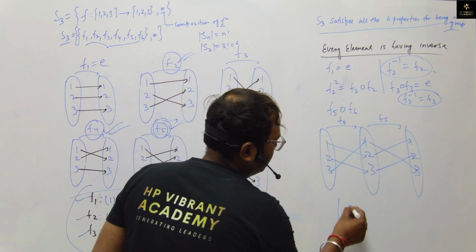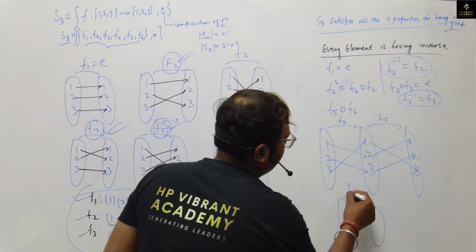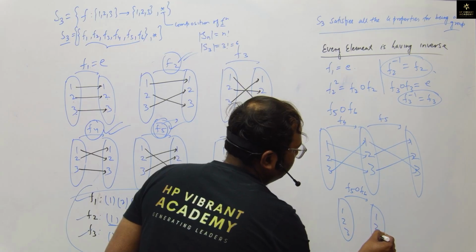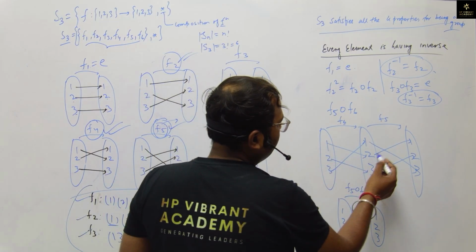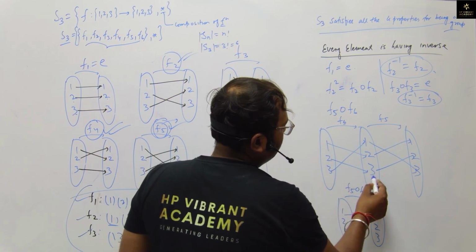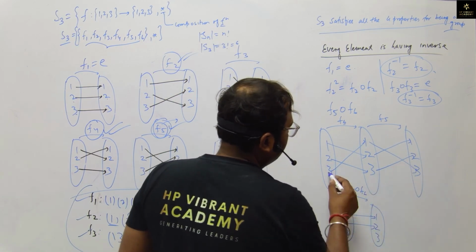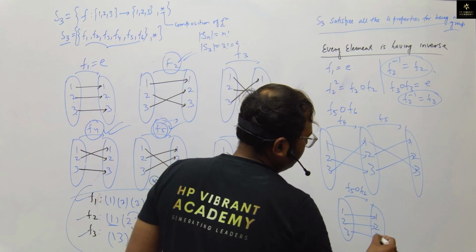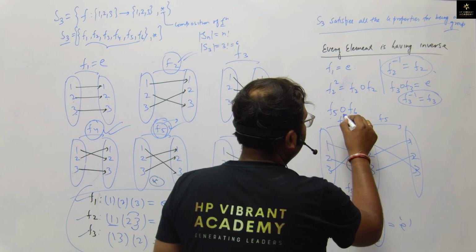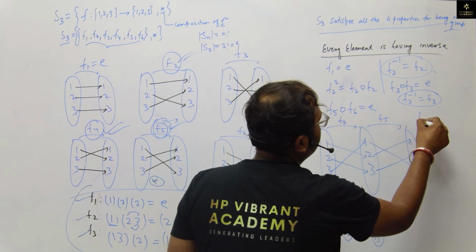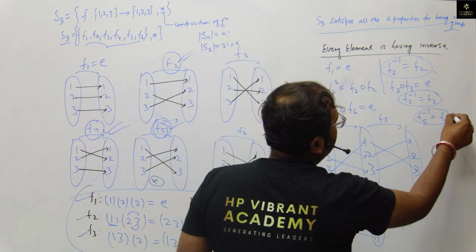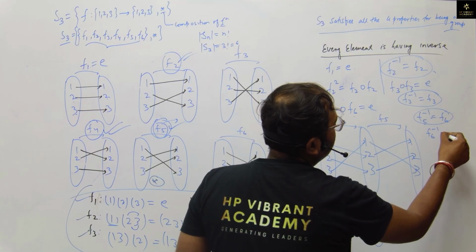So this is f5 operation f6. 1 2 and 3. So 1 goes to 2, 2 goes to 1, this means 1 goes to 1. 2 goes to 3, 3 goes to 2, this means 2 goes to 2. 3 goes to 1, 1 goes to 3, this means 3 goes to 3. This is nothing but the identity element. So f5 operation f6 is equal to identity. This means the inverse of f5 is f6, and similarly the inverse of f6 is f5.